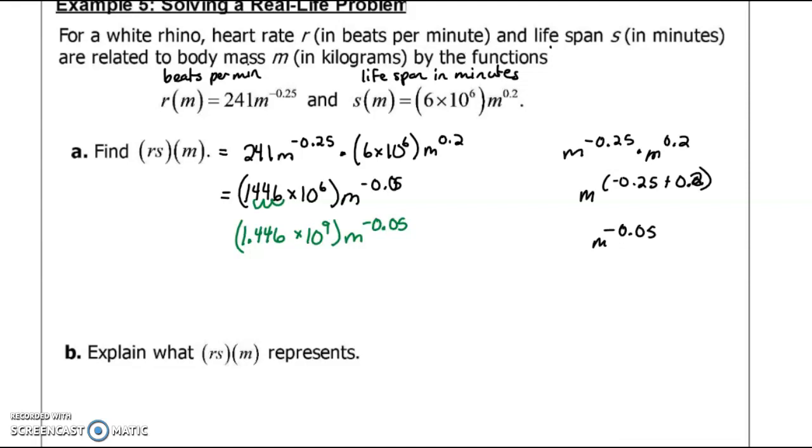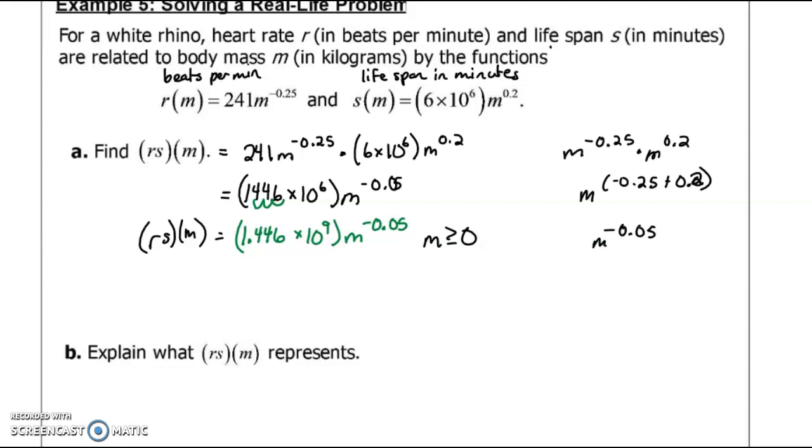And honestly, that's really how I would leave my equation. I wouldn't go ahead and move that m to the bottom, but that would be what I would be looking for there. And then logically, a rhino can't have a negative body mass, so m would have to be greater than or equal to 0, just logically.